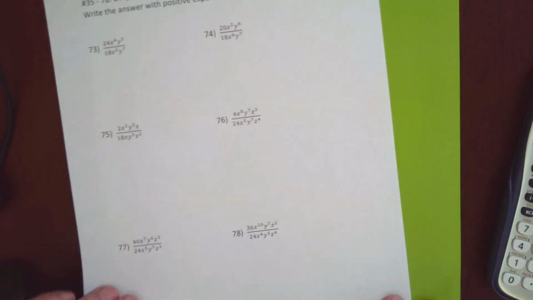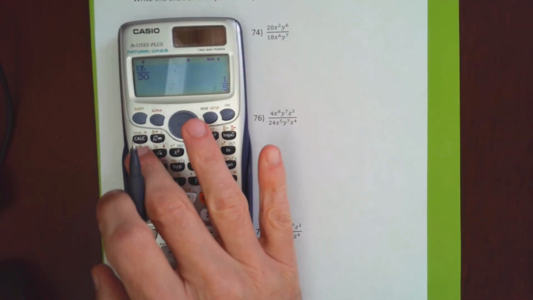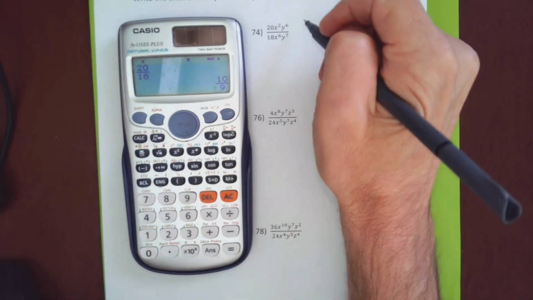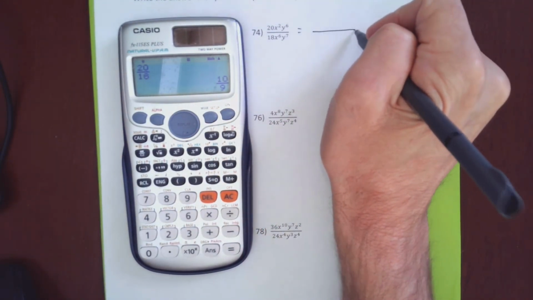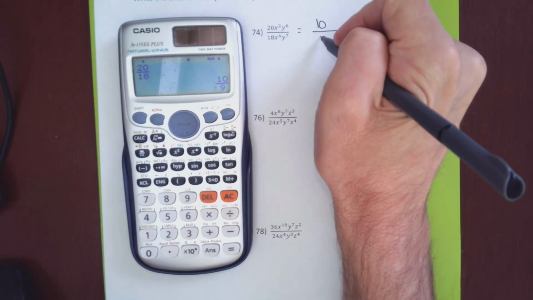Just a bunch more of these. I'm going to shortcut all of these. So for problem 74, I'm going to reduce the fraction 20 over 18. 20 over 18 reduces to 10 over 9. You can reduce this by hand by dividing by 2.